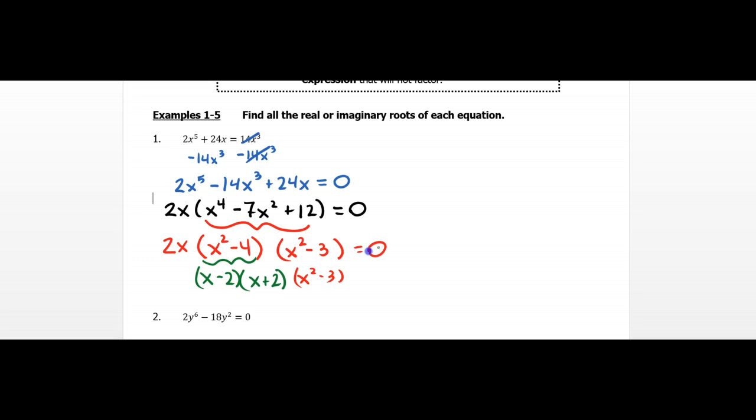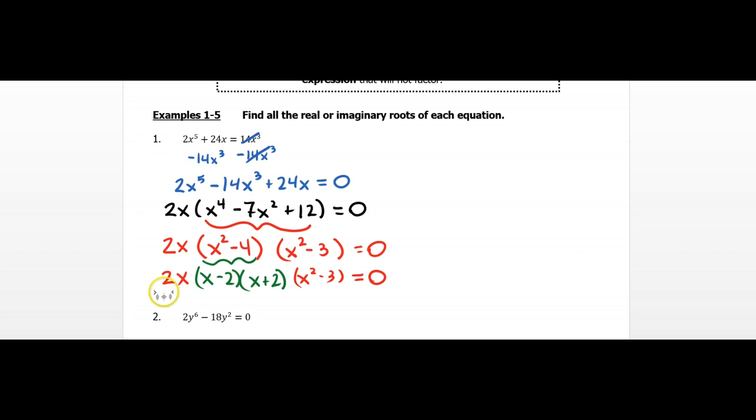Should have had an equal 0 up here. And then that 2x, same thing. My GCF, I'm just going to bring it down. And so now I have this equation, 2x times the quantity x minus 2 times the quantity x plus 2 times the quantity x squared minus 3 equals 0. From there, we've factored completely now, and from there we're going to set each of these different factors equal to 0 to find what x equals.